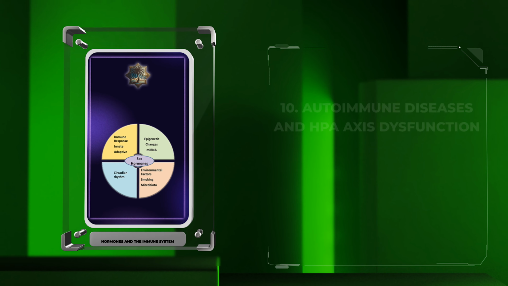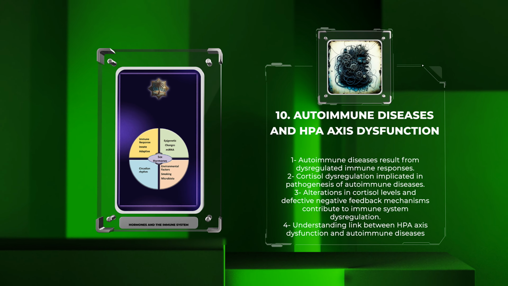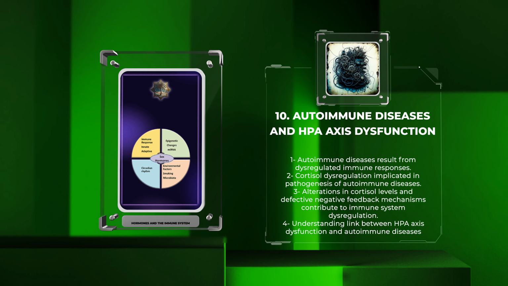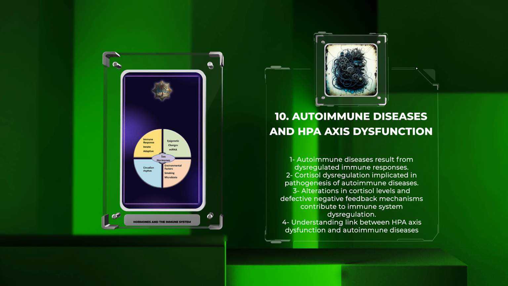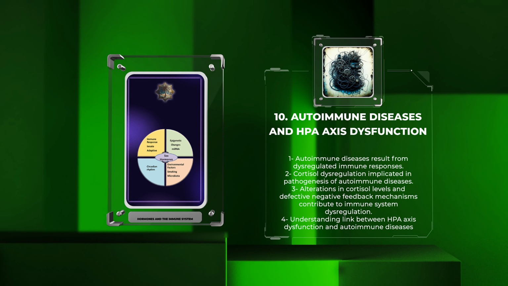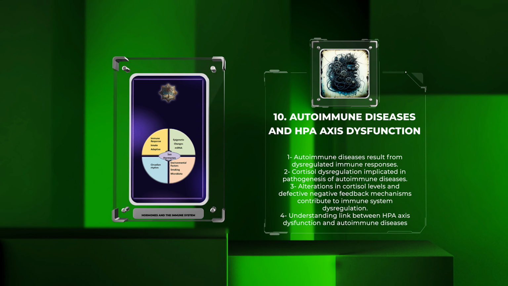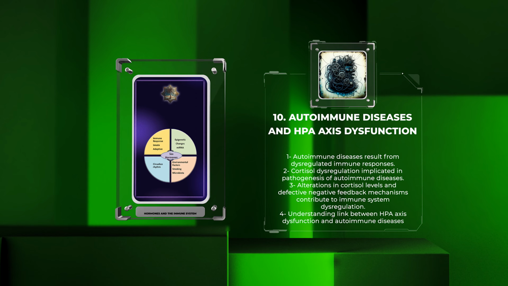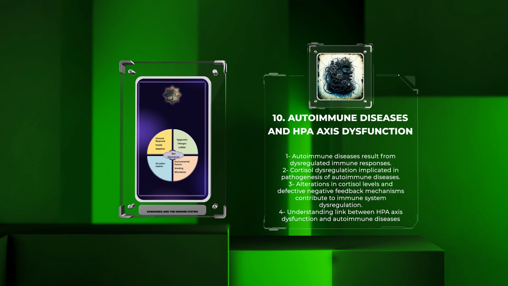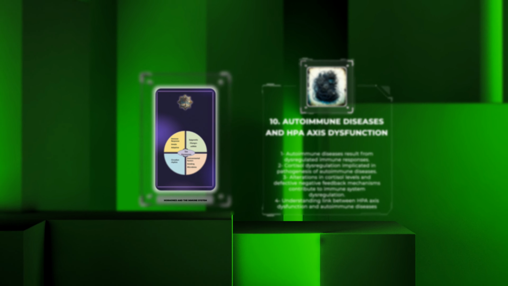Autoimmune diseases result from dysregulated immune responses targeting self-tissues. Dysregulation of the HPA axis, specifically cortisol dysregulation, has been implicated in the pathogenesis of autoimmune diseases. Alterations in cortisol levels, as well as defective negative feedback mechanisms, can contribute to immune system dysregulation and the development of autoimmune conditions. Understanding the link between HPA axis dysfunction and autoimmune diseases provides opportunities for therapeutic interventions.